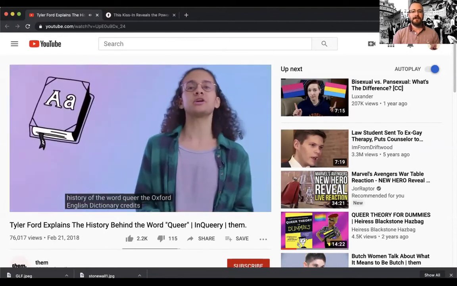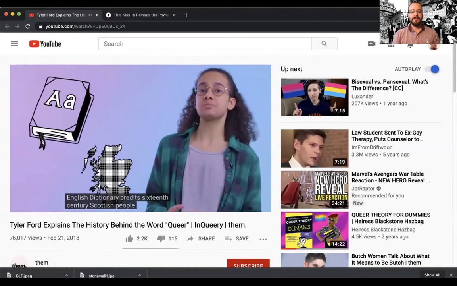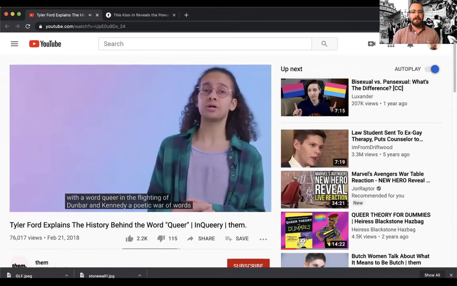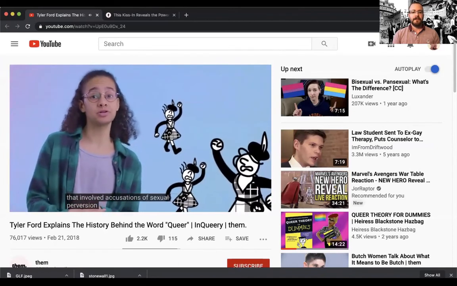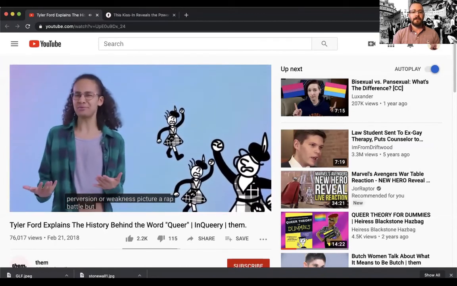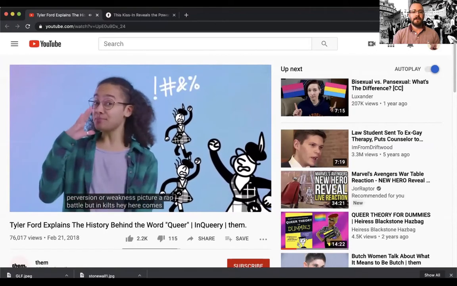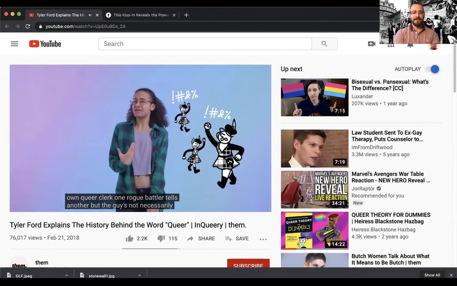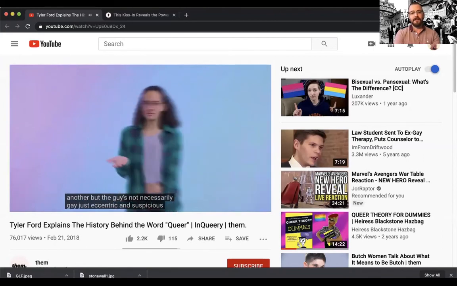The Oxford English Dictionary credits the 16th century Scottish people for coming up with the word queer in the Flyting of Dunbar and Kennedy, a poetic war of words that involved accusations of sexual perversion or weakness. Picture a rap battle, but in kilts. Hey, here comes our own queer clerk, one rogue battler tells another. But the guy's not necessarily gay, just eccentric and suspicious.